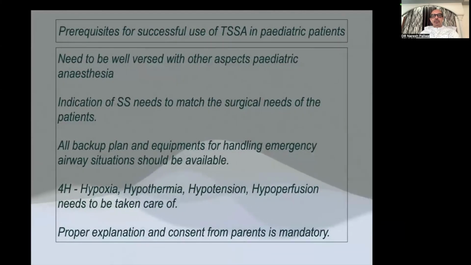Prerequisites for successful use of TSSA in pediatric patients. Before embarking onto this pediatric segmental spinal, you need to be well versed with the other aspects of pediatric anesthesia. Indication of segmental spinal needs to match the surgical needs of the patient.